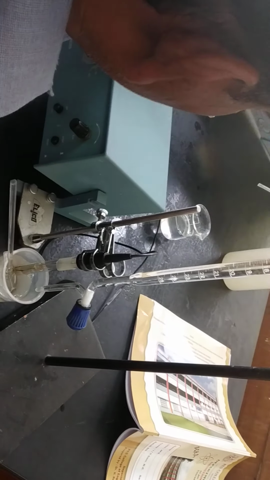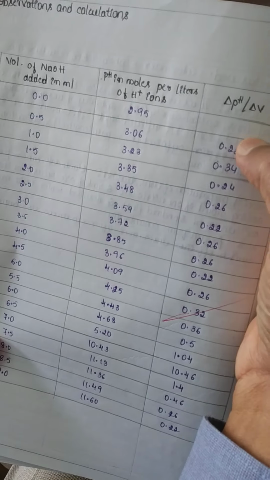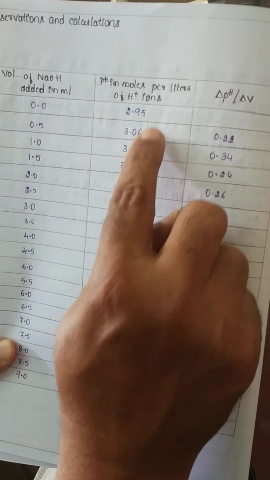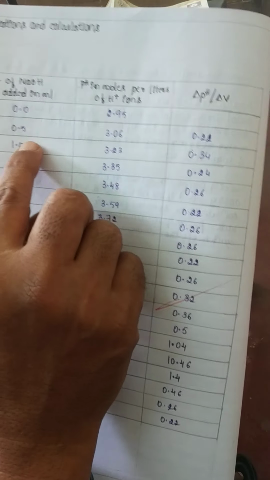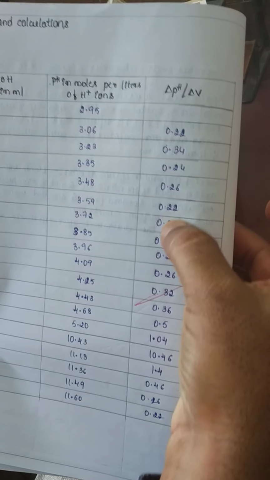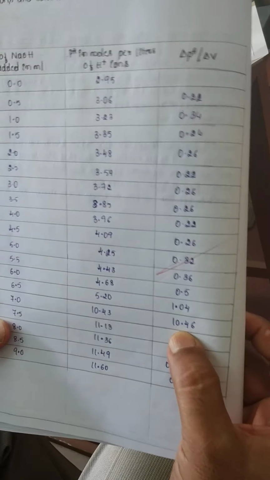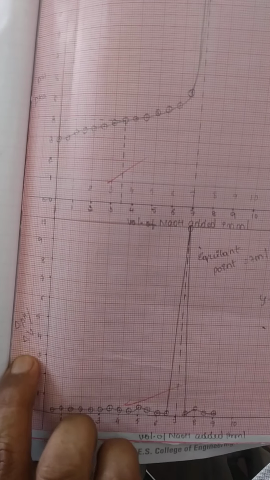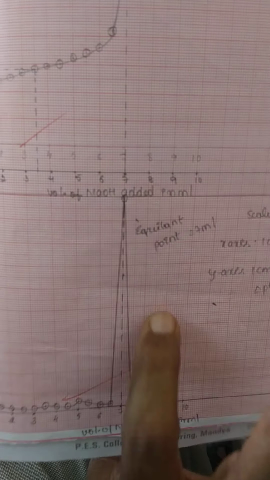Then after determining the 4 readings, these are the values. Then we have to calculate delta pH divided by delta V. Now take the difference of the pH value and divide by 0.5 volume; delta V is the difference of the volume, 0.5 each time, and should be recorded. Now the maximum delta pH is 10.46. Then we have to plot the graph delta pH/delta V against volume of sodium hydroxide added.